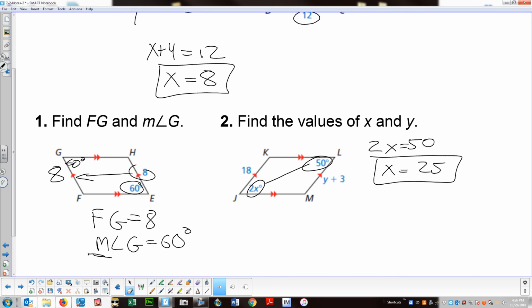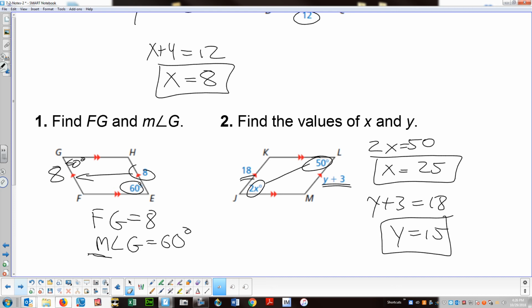How about those sides? What do we know about opposite sides? Well, in a parallelogram, which, by the way, notice these are parallelograms because of the angles here, so we know that's a parallelogram. So opposite sides are congruent. So y plus 3 equals 18. So y equals 15. Okay? There you have it. Okay?